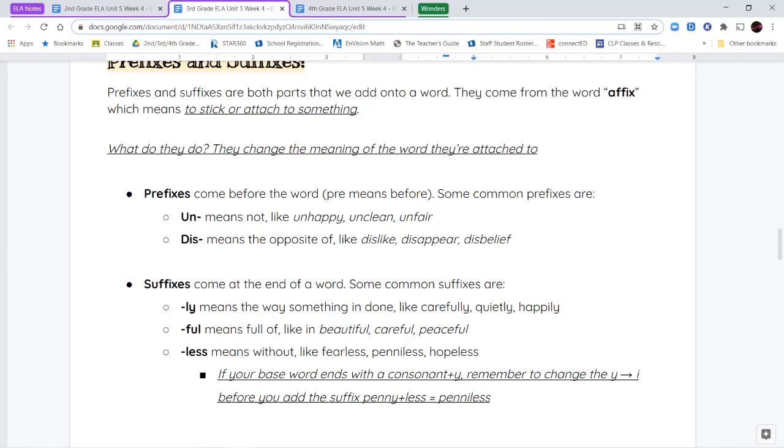Now, again, another important thing for you to notice here, same thing like your spelling words. If your base word ends with a consonant and Y, change it to an I before you add the suffix less. So that's why penniless, even though we know the word penny is Penny, we changed that Y into an I before we added the suffix less to it.